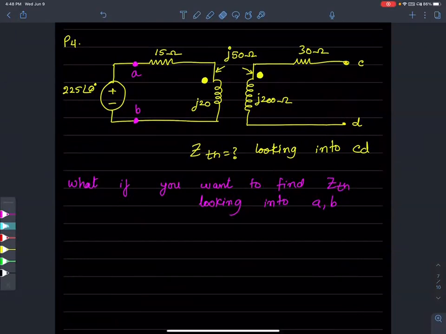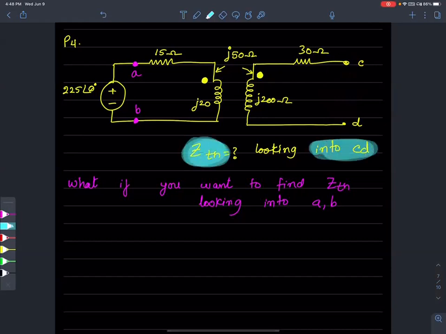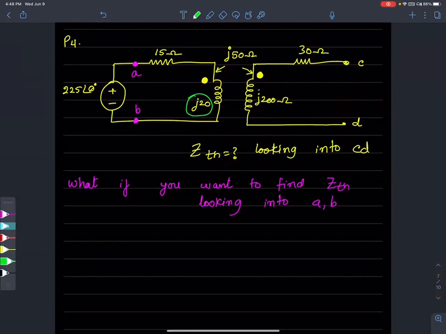How do you find the Thevenin's equivalent impedance? Z Thevenin looking into terminal CD. This is a linear transformer. There is some impedance associated with the primary and secondary coils. Then there is this mutual inductance, J50 ohms. And there is this impedance here, 15 ohm resistance in the primary and 15 ohm resistance in the secondary.